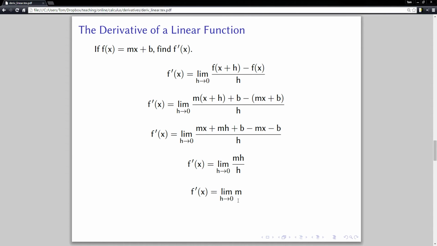Finally, we have the limit as h goes to 0 of the function m. There is no h in which to put this 0, so this is a constant function, and the limit of a constant function is just the constant. So this limit turns out to be m. The derivative of a linear function is m, and remember, m in a linear function is the slope of the line. So in the case of a linear function, the derivative is just the slope of the line. It's just a constant m.